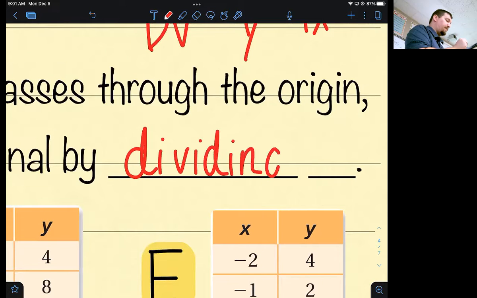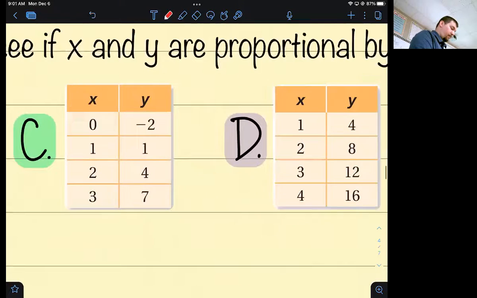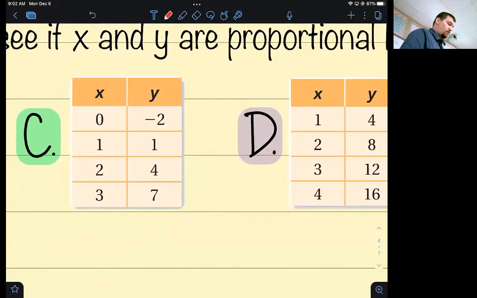And what's the order we have to divide? Y over X. That's exactly right. Rise over run. Change in Y over change in X. Look at example C here. I got to do Y divided by X. So -2 divided by 0. Can you divide by 0? Okay, it's undefined. Skip it.